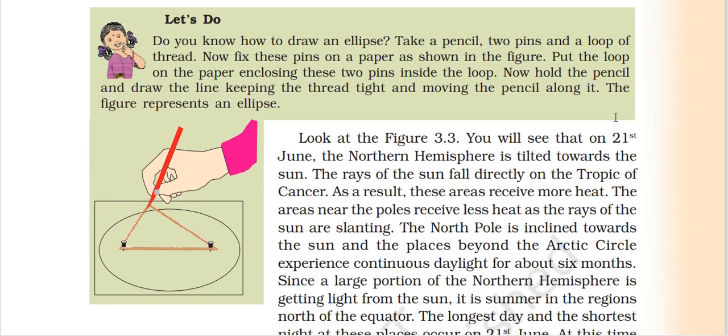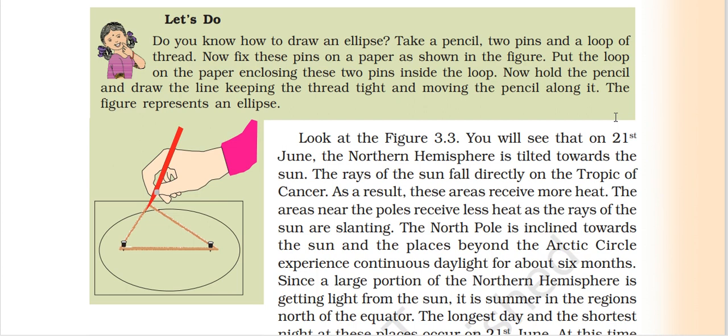On 21 June, the northern hemisphere is tilted toward the sun. The rays of the sun fall directly on the Tropic of Cancer. As a result, these areas receive more heat. The areas near the pole receive less heat as the rays of the sun are slanted. The North Pole is inclined toward the sun, and the places beyond the Arctic Circle experience continuous daylight for about 6 months.